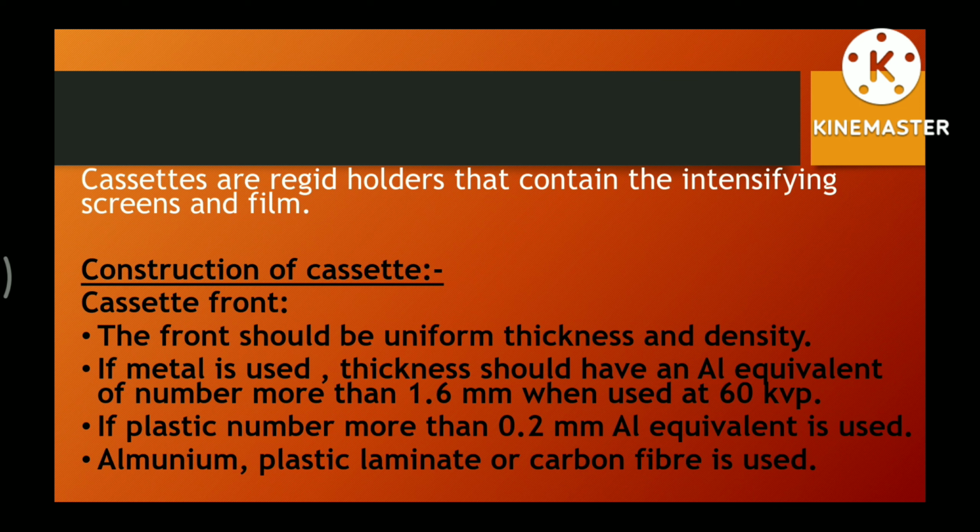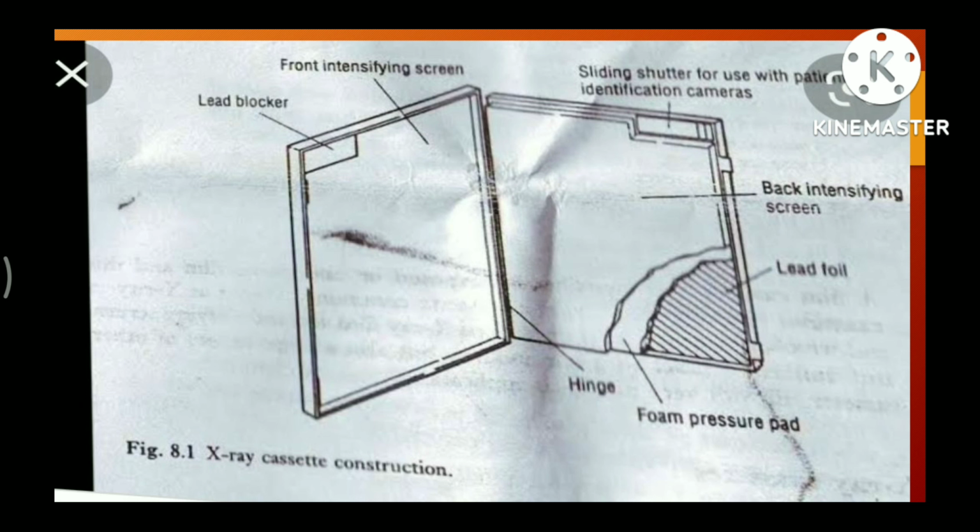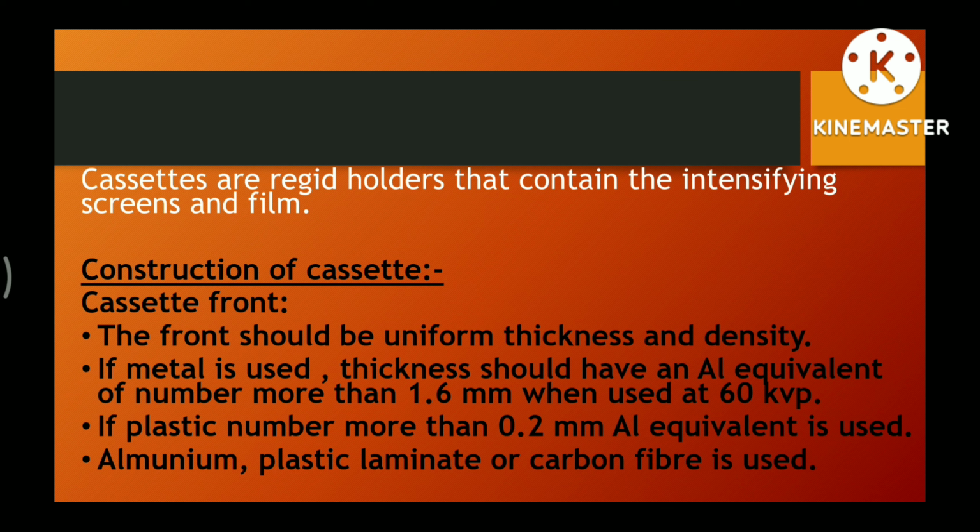Now moving towards the construction of the cassette, which is very important from the examination point of view. As already discussed, the cassette has two main parts: one is the front part and the other is the back part. Moving towards the first one, the cassette front. Its first point says that the front should be of uniform thickness and density, meaning the front portion should have the same thickness all around.